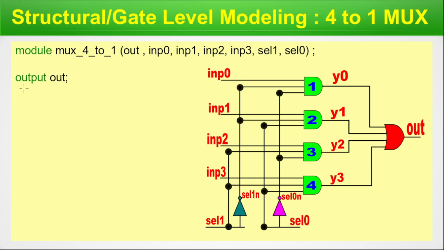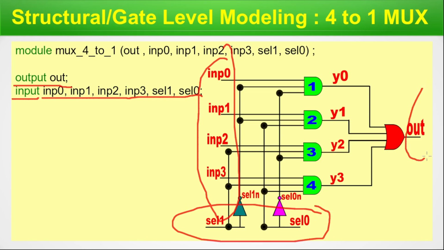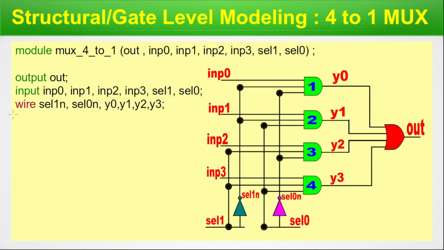Next, we define the direction of out as output, and we define the direction input for all the rest of the ports, because these ports and these 2 ports are input and we have only a single out. We type the keyword wire, followed by the different wirings we need apart from these ports. Now, where are these wires? Sel1n. So here we are wiring this wire that goes up to this, and here it goes up to this. So these 2 wires are defined here, sel1n.